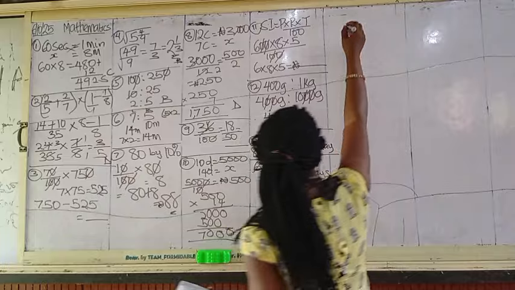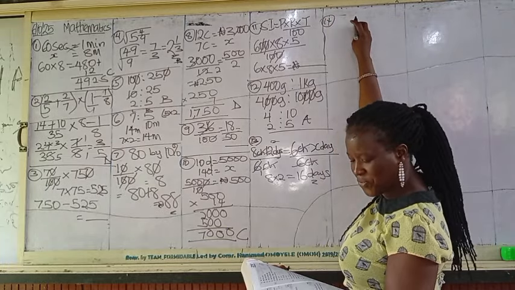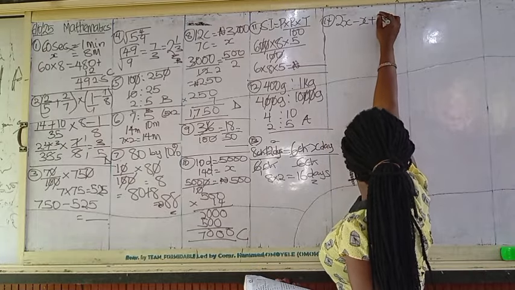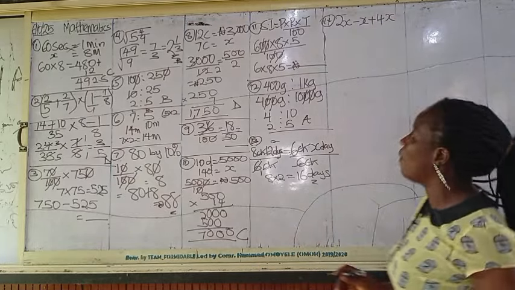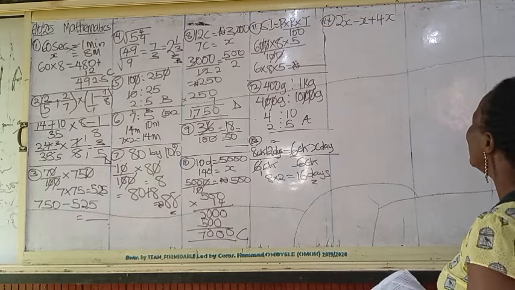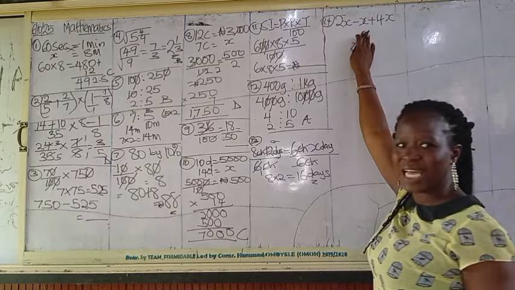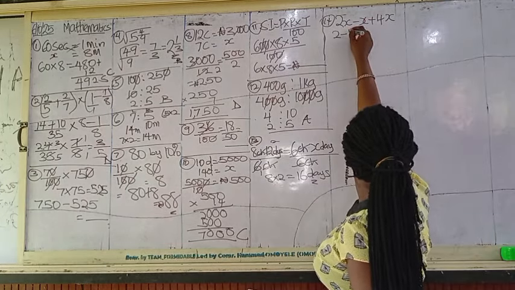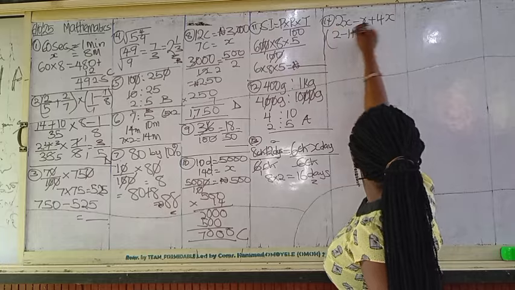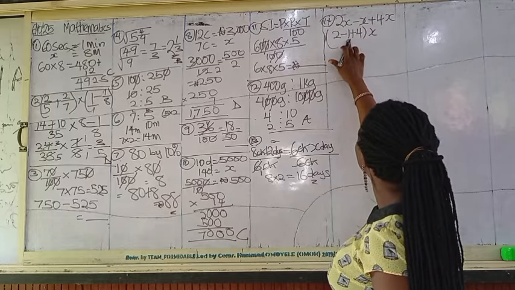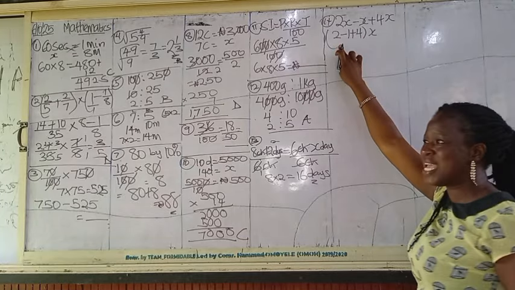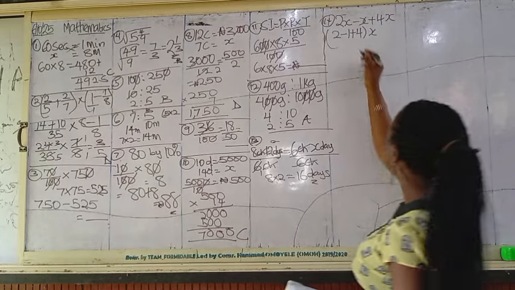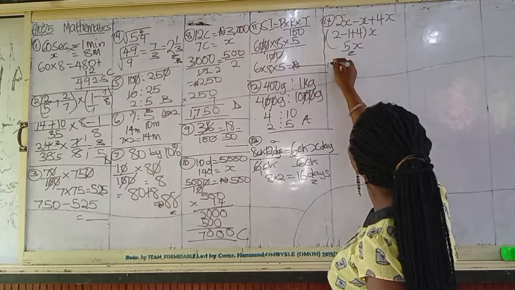Number 14 says, let me put the 14 question. We are to simplify 2x minus x plus 4x. I want us to put the numbers together and take away the x. But we should know that the x staying here is not staying alone. It is 1x. So that would be 2 minus 1 plus 4x. This 2 here is plus 2. So plus 2 plus 4, that is 6. Minus 1, that is 5x. So our answer there is 5x.